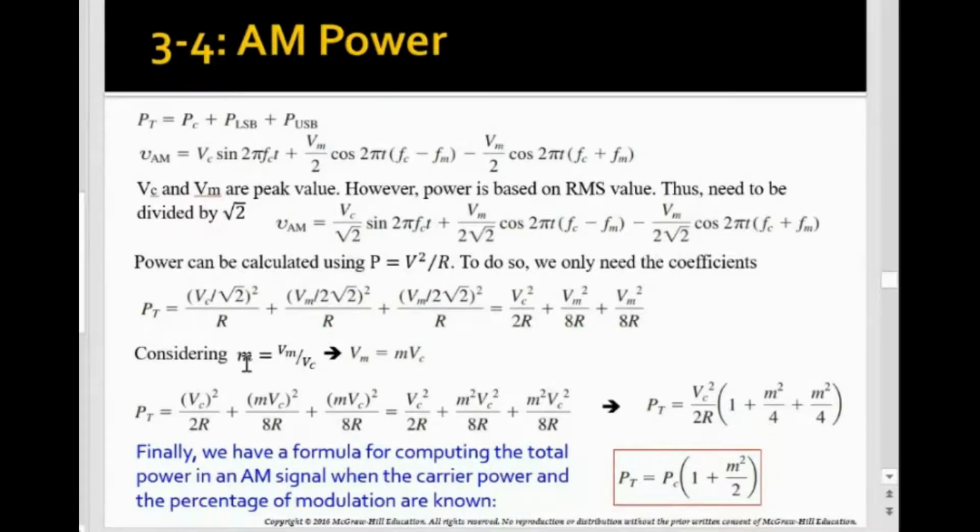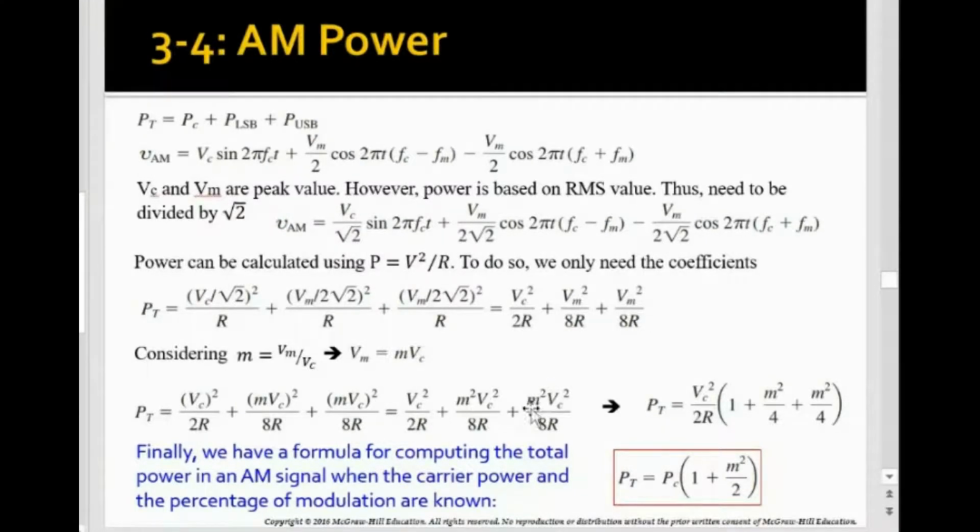Now we consider our modulation index, which we said is our modulating signal voltage divided by our carrier voltage. Then I can replace Vm, the voltage of my modulating signal, with the modulation index times the voltage of the carrier. So I substitute Vm in this equation with M times Vc. I change Vm to M Vc, and then I have this equation now.